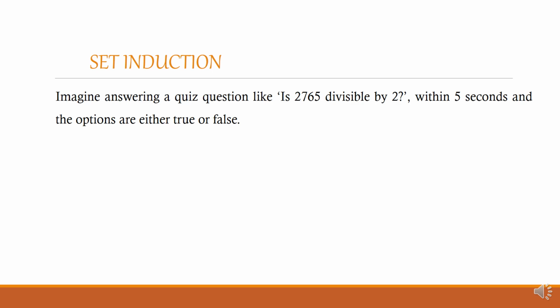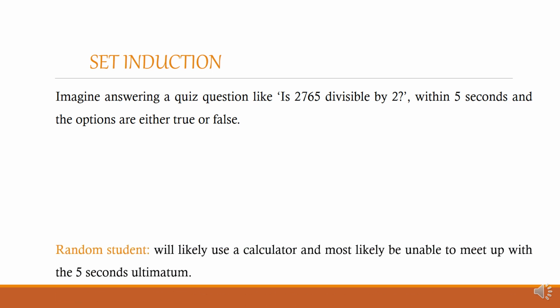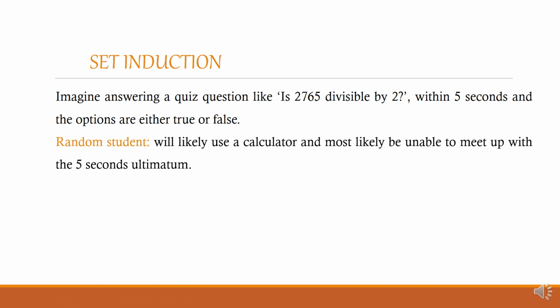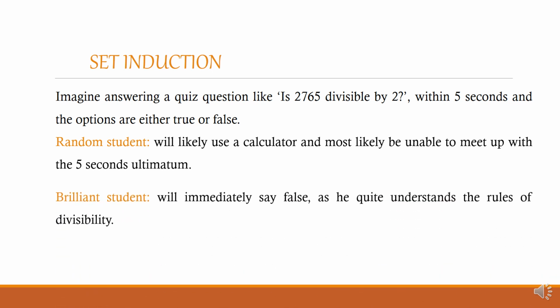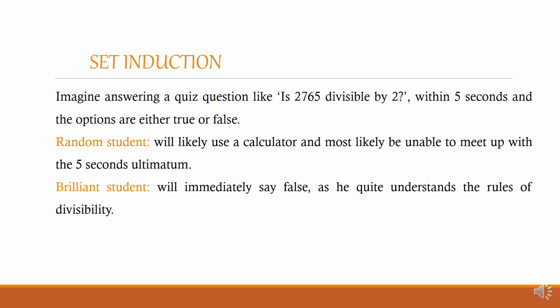Let's imagine a student is asked to answer a quiz question like, is 2765 divisible by 2 within 5 seconds? And the options are either for the student to say true or false. Now, a random student will likely use a calculator and most likely will be unable to meet up with the 5 seconds ultimatum. However, a student who is brilliant, who has been properly coached, will immediately say false, as he understands by the rules of divisibility that 2765 is not divisible by 2. How is this possible? Let's get started.